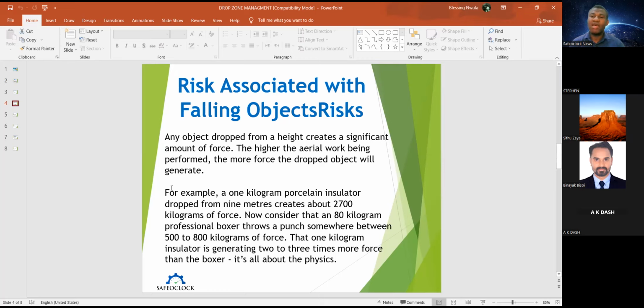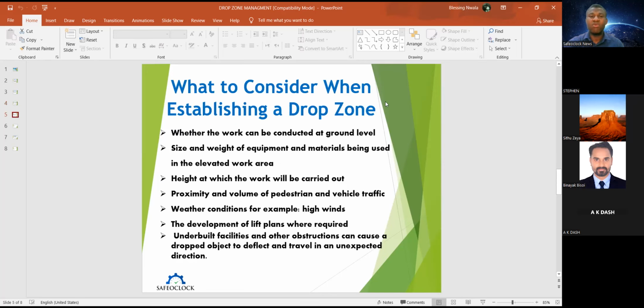So we should not overlook the weight of an object. No matter how small the weight is, it has greater possibility of causing injury as it gets to the ground. This simply means we should put a proper control measure to ensure that it doesn't hit someone.